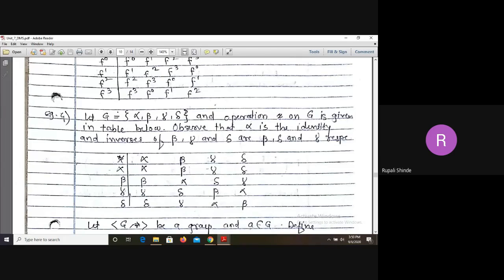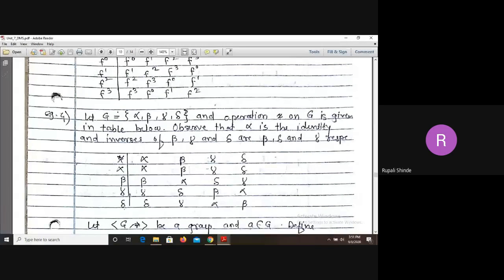Now suppose you want to find the inverse for this gamma. So how to check which one is an inverse element? Again, we have to check which will give us an identity element alpha for this gamma. So gamma is here. For this gamma, an identity element is given by this column, and that column is for delta. That's why the inverse element of this gamma is delta. Now you have to tell me what is the inverse for delta.